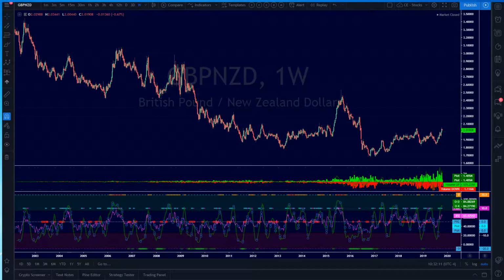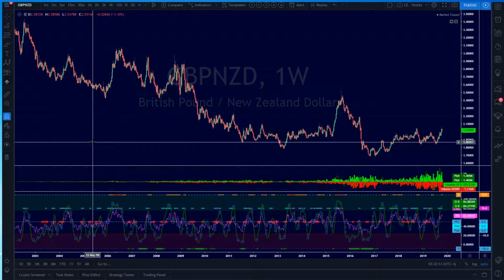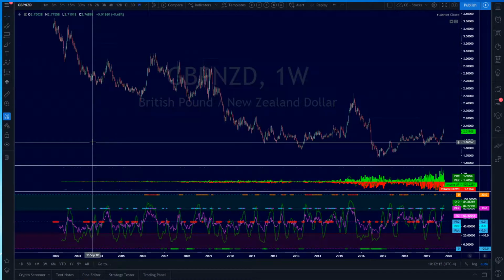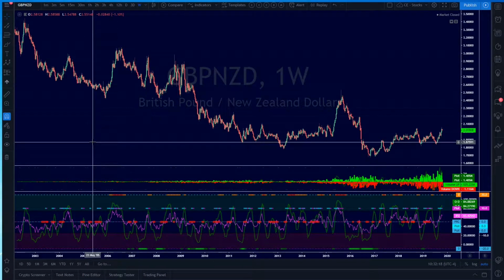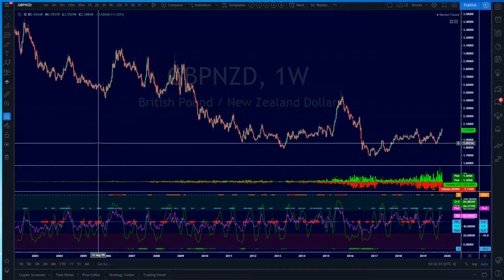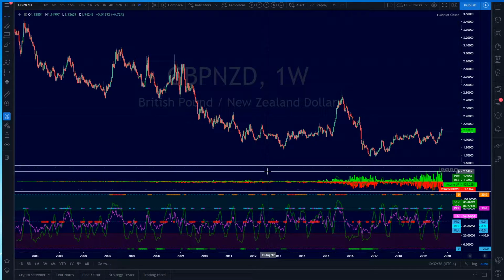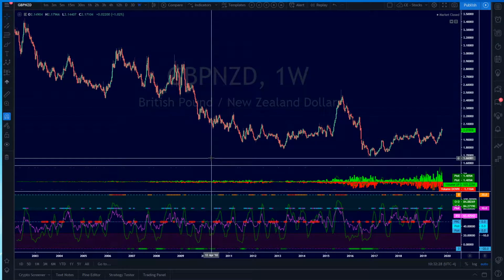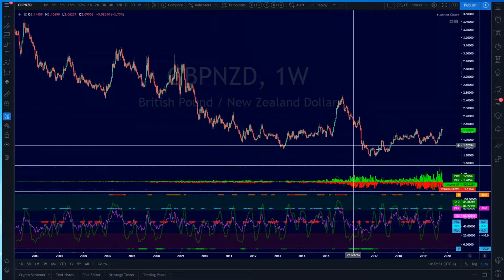Hey everyone, I'm here to do a user request on the British pound versus the New Zealand dollar, projecting out for the next 3 years or so. So let's go ahead and take a look and see what I see here.